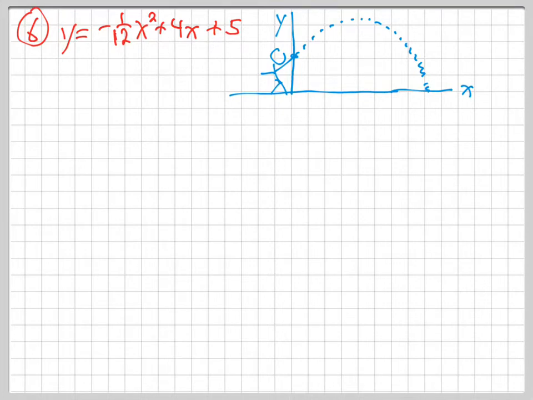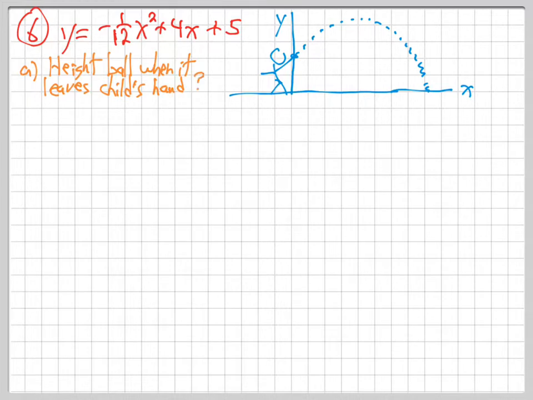So what are their questions? Part A. How high is the ball when it leaves the child's hand? Height of the ball when it leaves the child's hand. So that'd be right here. How high is the ball right there? Well, this is an axis system, right? This is at x equals 0, up some number. Try to find y. x is 0. What is y? That's the height of the ball when it leaves the child's hand.